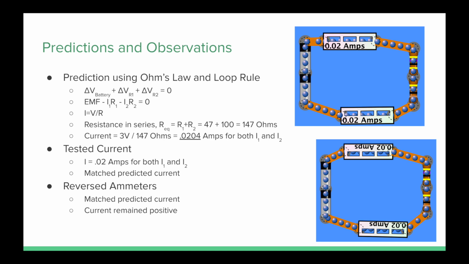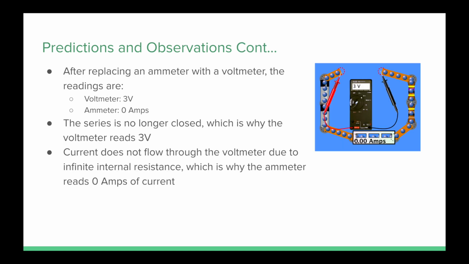We can confirm this prediction by reading the ammeters in the circuit program, which read 0.02 amps, as shown in the image to the right. If the ammeters are reversed, they still read 0.02 amps. If we replace the first ammeter with a voltmeter, we can see that the voltmeter measures a voltage of 3 volts, while the ammeter reads a current of 0 amps.